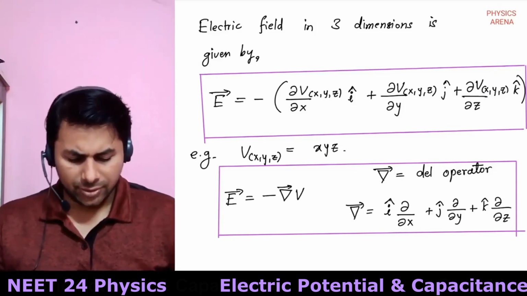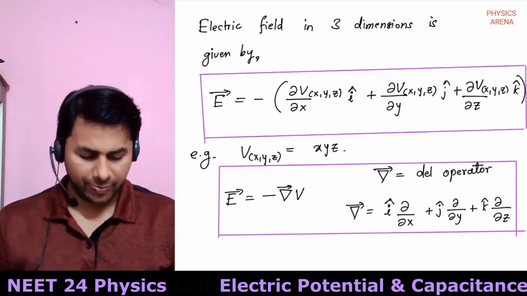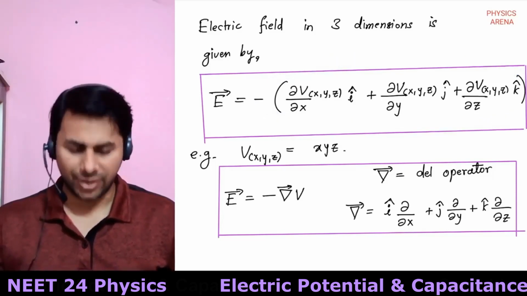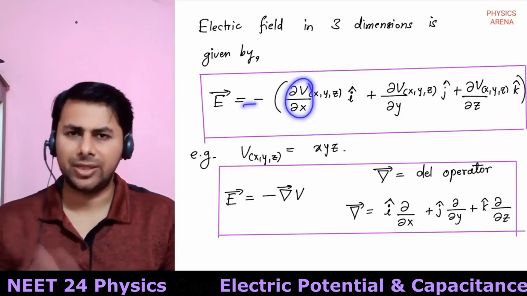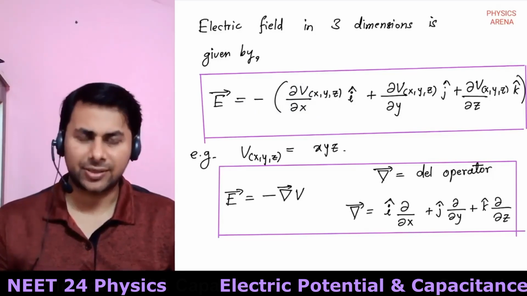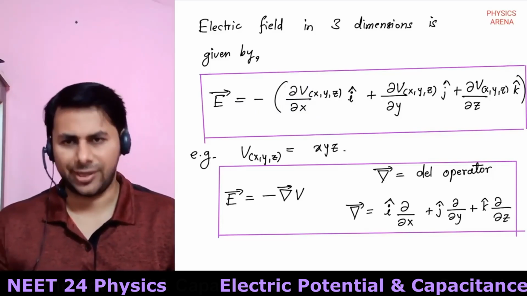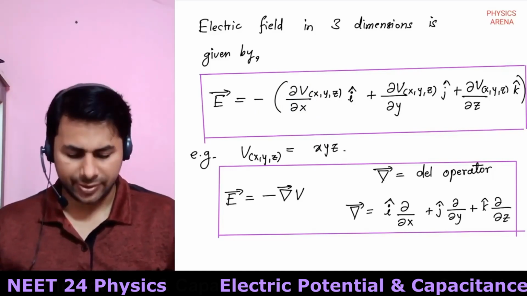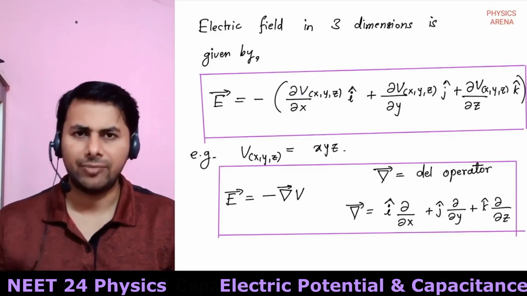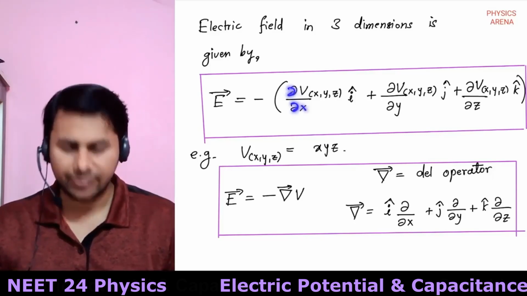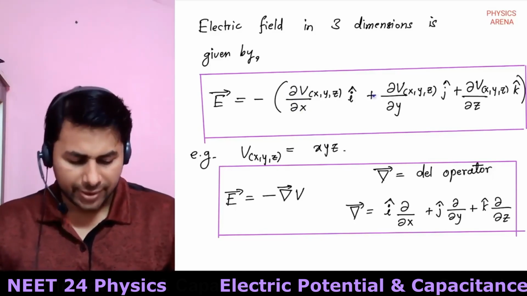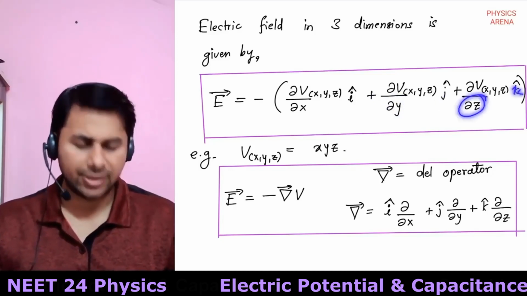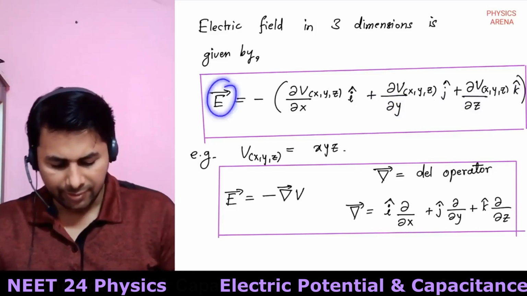All right. So now this thing can be written in a simple form, like E bar is equal to minus of the partial derivative with respect to x. This is called dou v by dou x, or also del v by del x. I generally call it del v by del x. So del v by del x times i cap plus del v by del y times j cap plus del v by del z times k cap. That is E bar.